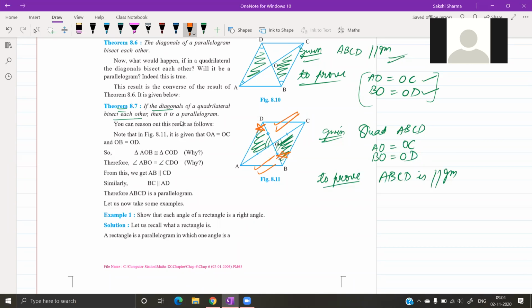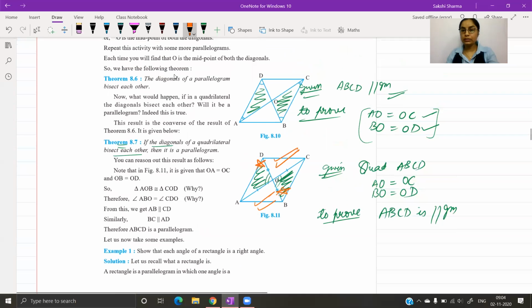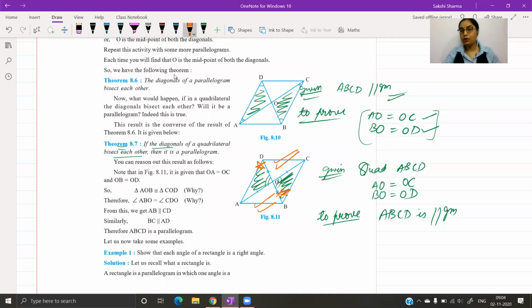That's it. Anyone with questions? Ma'am, how can we prove that in 8.6, that this is a parallelogram? In 8.6 we are not proving a parallelogram, we have a parallelogram. We prove the diagonals are bisected. How can we prove that?